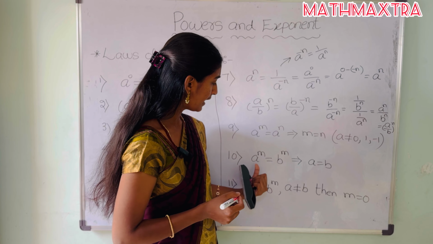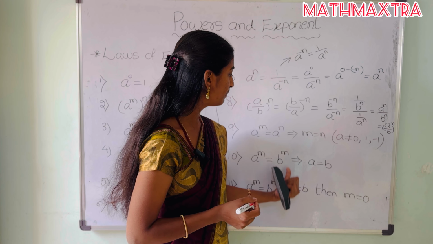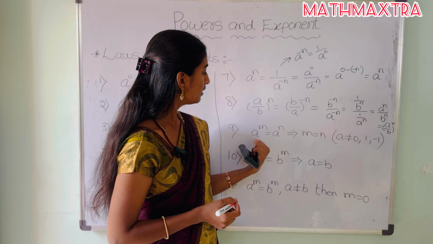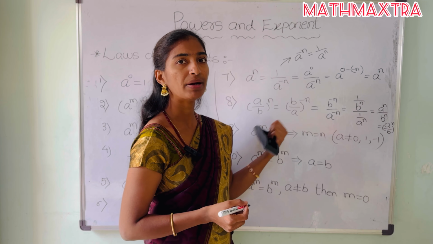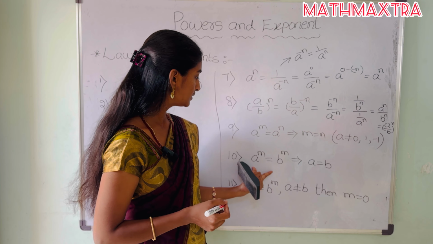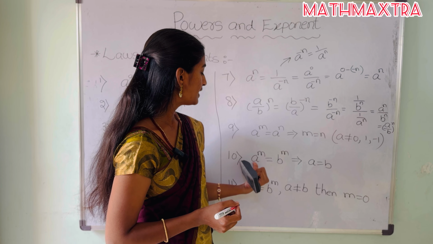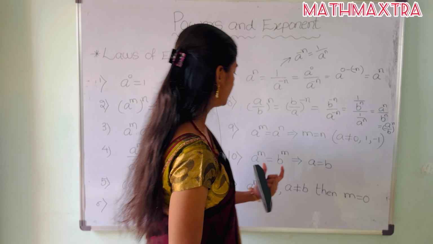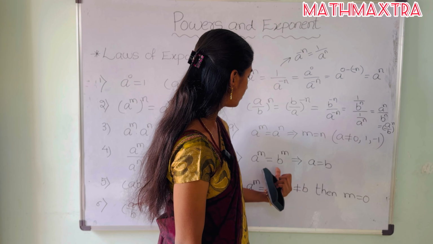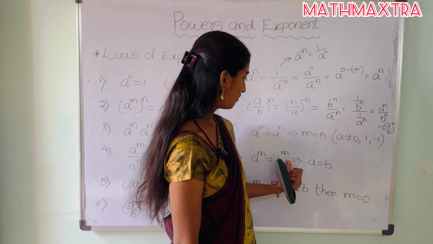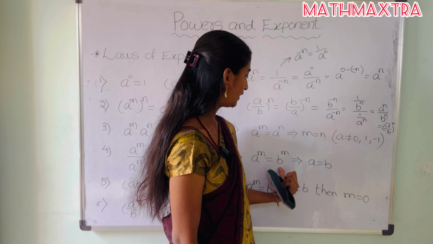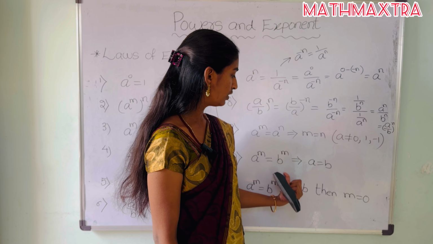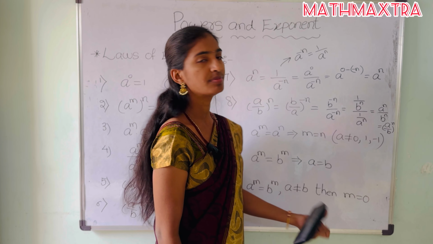10th law. Here a power of m is equal to b power m. See, in the previous law, bases are equal and powers are different. But when you see this, bases are different and powers are the same. And if a power m is equal to b power m, then a should be equal to b. But if a is not equal to b, then m must be 0.